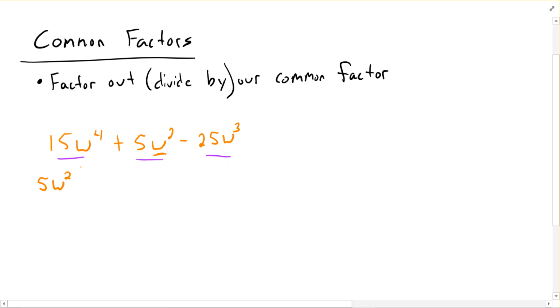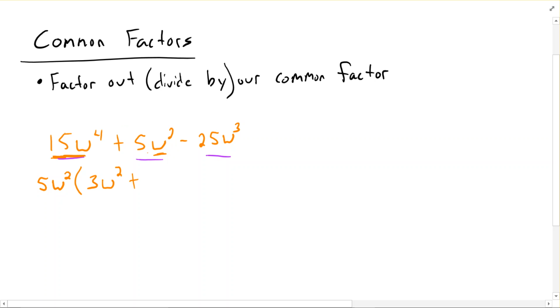Now the next step is to start a bracket and write what we have left. After dividing 15 by the 5 we took out, we have 3 there. Looking at this first term, we had w to the 4, we divided out w squared, so we have w squared left. And then you say plus.